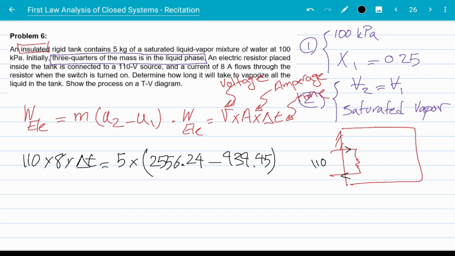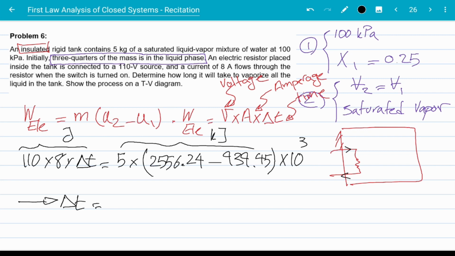One thing you need to pay attention to is the units. The left-hand side of this equation gives you work in joules, while the right-hand side gives you kilojoules. So we need to do something about it. That's why I'm going to convert it to joules using 10 to the power of 3 on the right-hand side. Now the right-hand side is giving you joules. Now do the calculations for delta T.